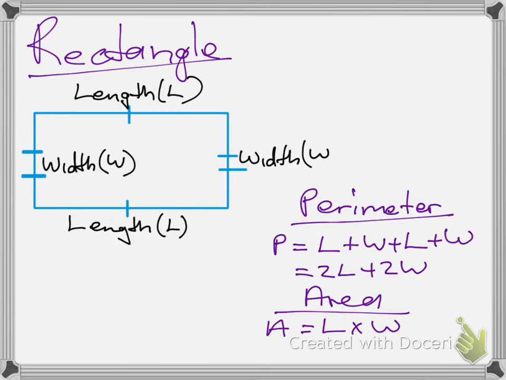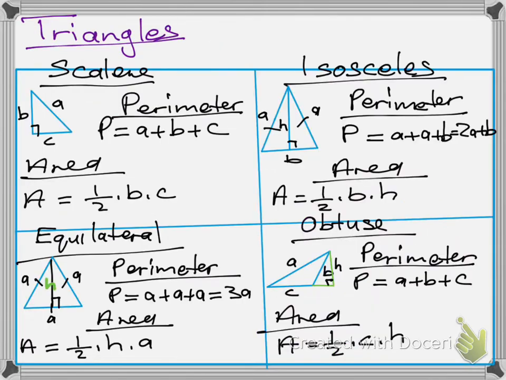And then for a rectangle, remember the longer side is called the length and the shorter sides are called the width. So the perimeter is going to be the sum of all the sides: length plus width plus length plus width. In short, we write 2 times length plus 2 times width. And the area will be length times width.